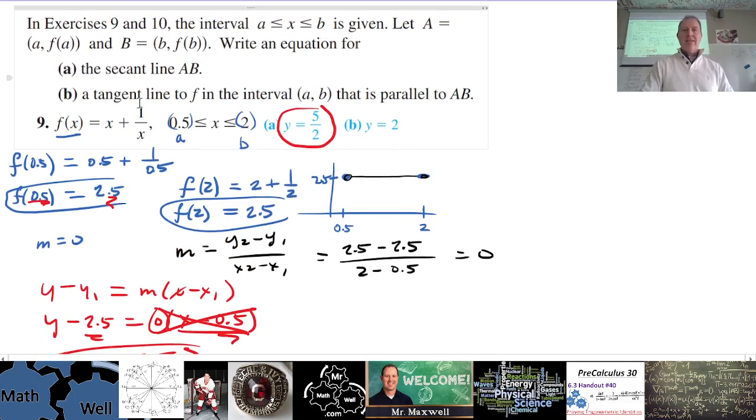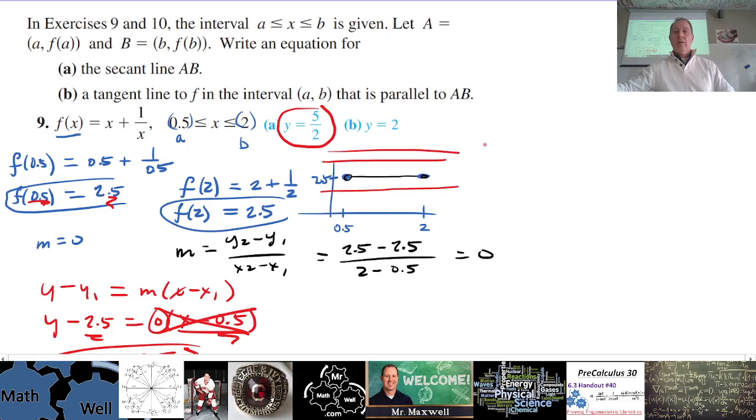What about this, a tangent line of f? Write an equation for a tangent line to f on the interval that's parallel to AB. So looks like any equation that's parallel to AB. So the tangent line is going to be y equals something, right? Or m equals 0. So any parallel line would be any other horizontal line that you can name. So you can do anything. An equation for a tangent line to f that is parallel to AB.